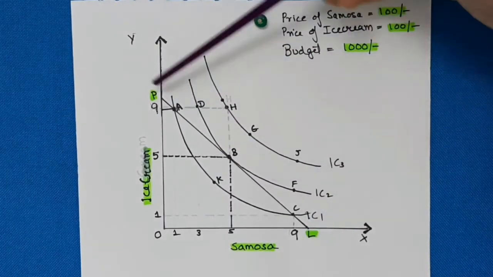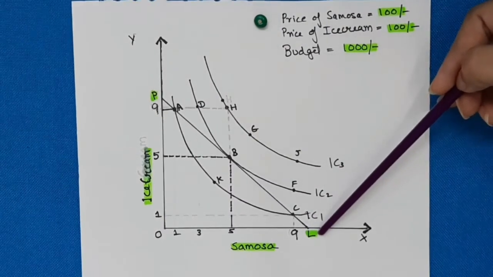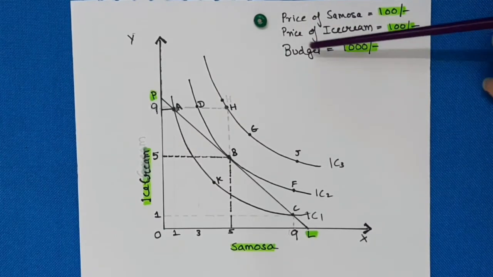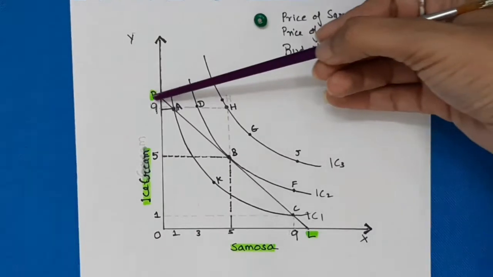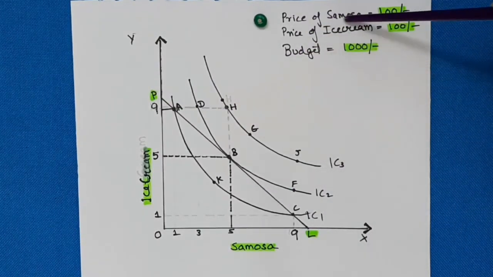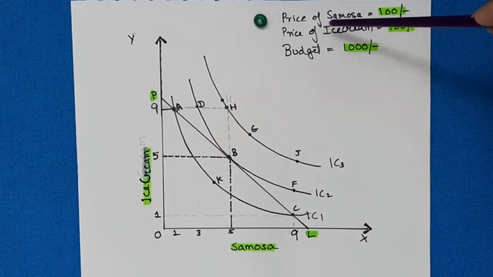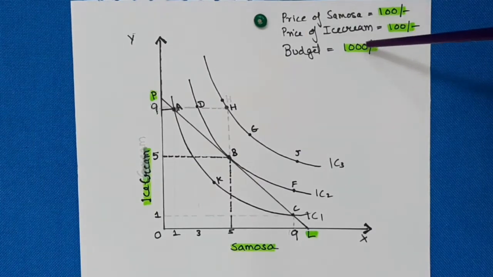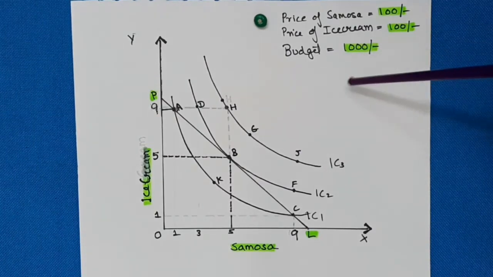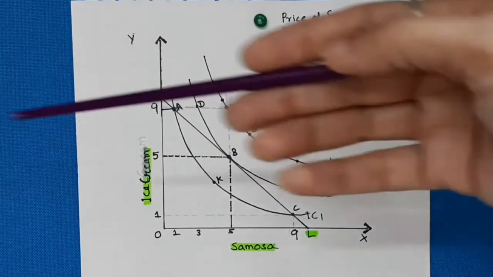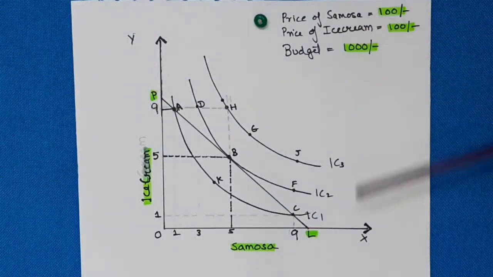In order to draw this budget line, we need a few things to be mentioned. We must know the price of samosas, the price of ice cream, and the total budget of the consumer in order to draw this PL. Here the imaginary price of samosa is 100 rupees, ice cream is 100 rupees, and the total budget which the consumer has to spend is 1000 rupees. So here we are saying that the consumer has to spend the entire budget on these two goods. There should not be any saving. We are only talking about the consumption of these two goods, right?